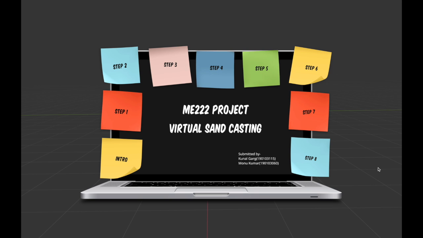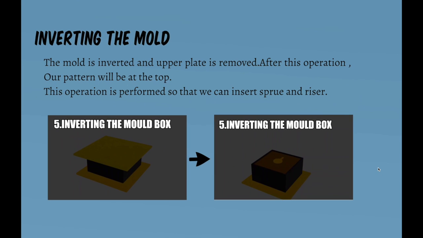Moving on to step 4. Inverting the mold. The mold is inverted and upper plate is removed. After this operation, our pattern will be at the top. This operation is performed so that we can insert spur and riser. As you can see in the photos, in the first photo, there is a plate, and after removing, we can see our pattern on the upper part.